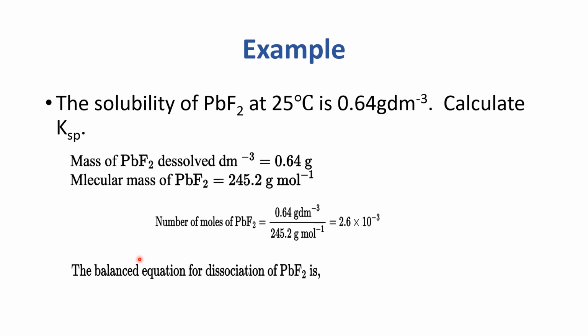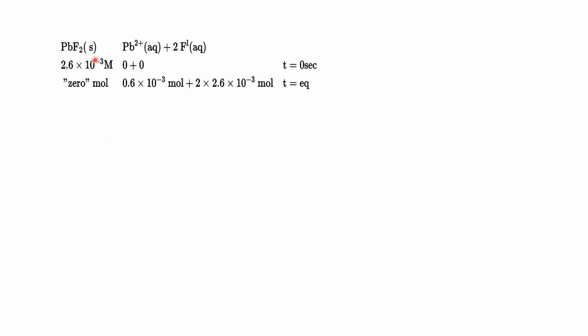So balanced chemical equation is, PbF2 gives Pb2 positive plus 2 fluoride. We have this concentration, जबकि Pb2 positive और 2F negative हमारे पास 0 थे जब reaction start था. उसके बाद जिसकी concentration है वो कितनी होगी 2.6 होगी और इसकी होगी 2 into 2.6.